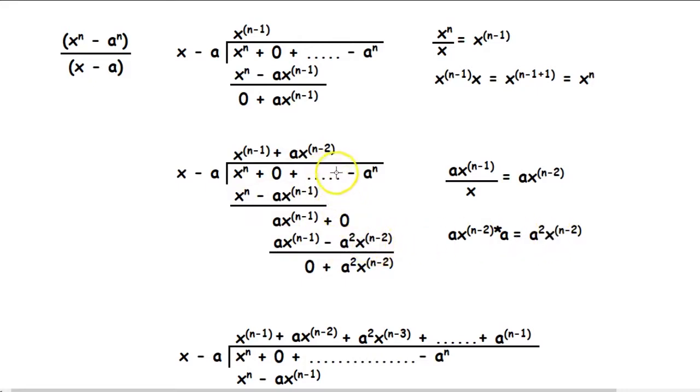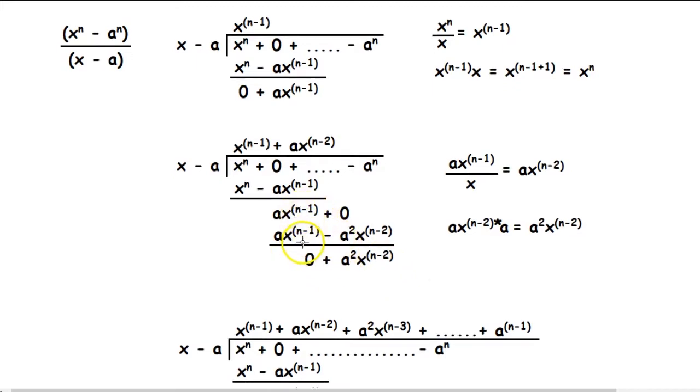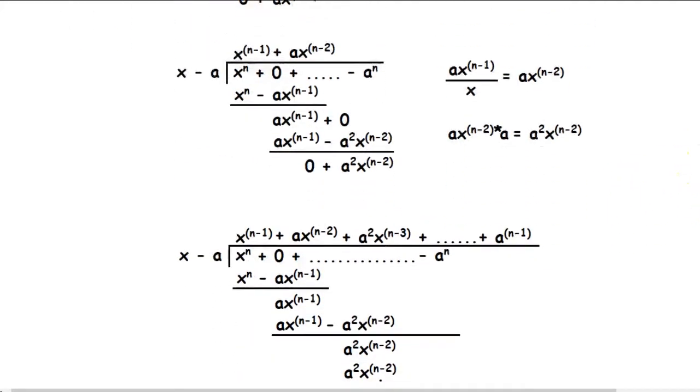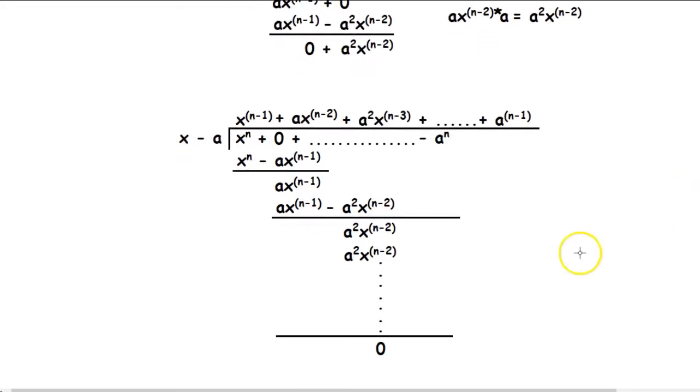So here we will have 0. So 0 minus a squared into x to the power n minus 2 will be plus a squared into x to the power n minus 2. So here this and this will cancel off and only this a squared into x to the power n minus 2 will remain. So our next step will be to cancel off this a squared into x to the power n minus 2. So for this, we divide this a squared into x to the power n minus 2 by this x, giving us a squared into x to the power n minus 3. So basically the same process will go for n number of terms.